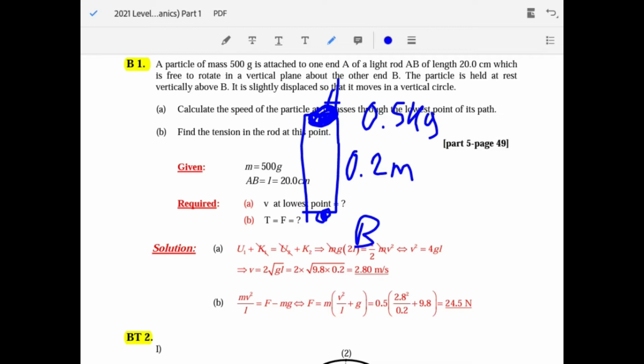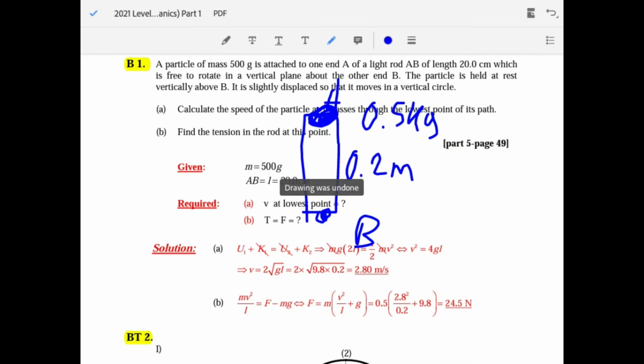It's made to rotate in a vertical plane. It is slightly displaced. So what that means is it went a bit to the left or right, and the weight just made it go around like that. So with that in mind, let's go on to the next question.